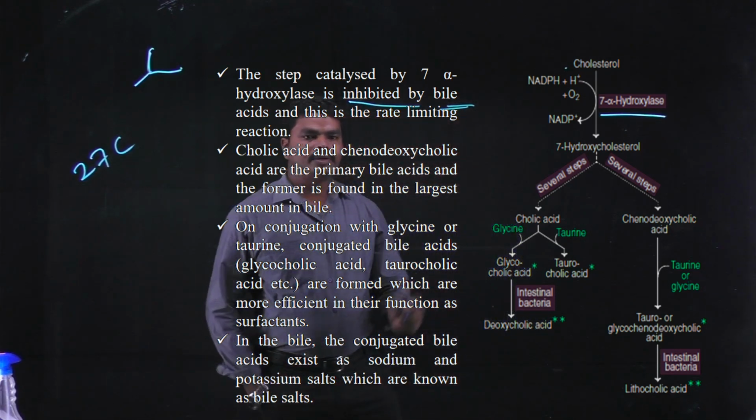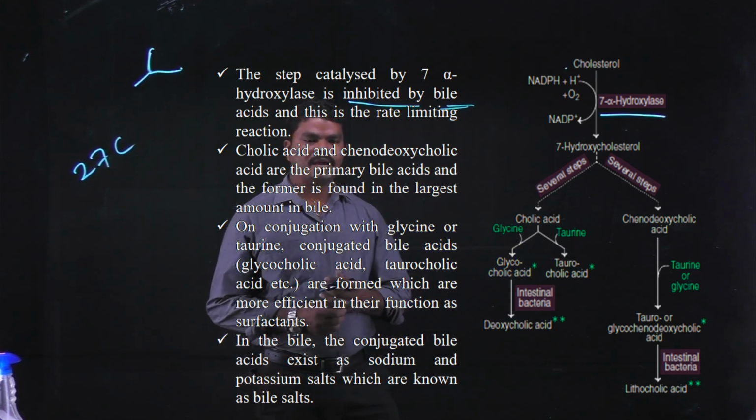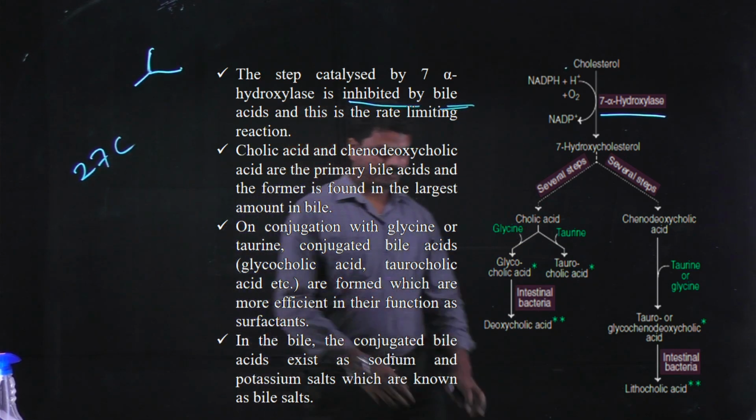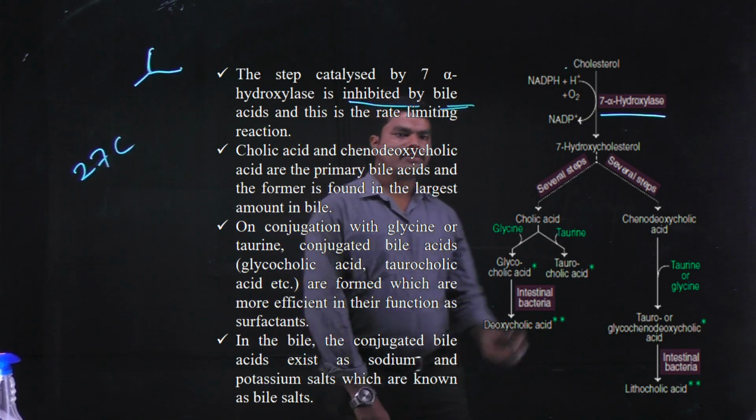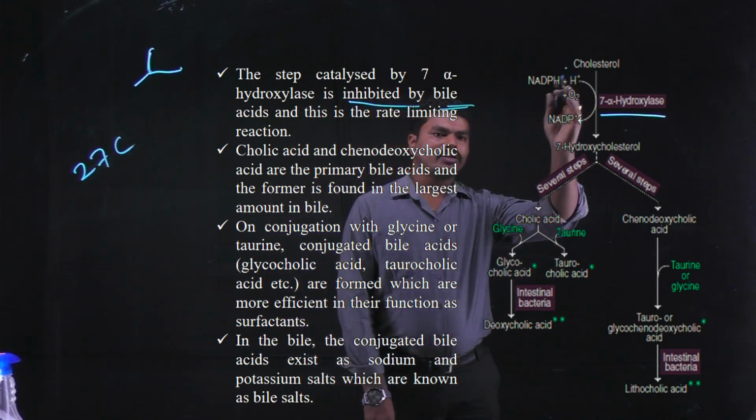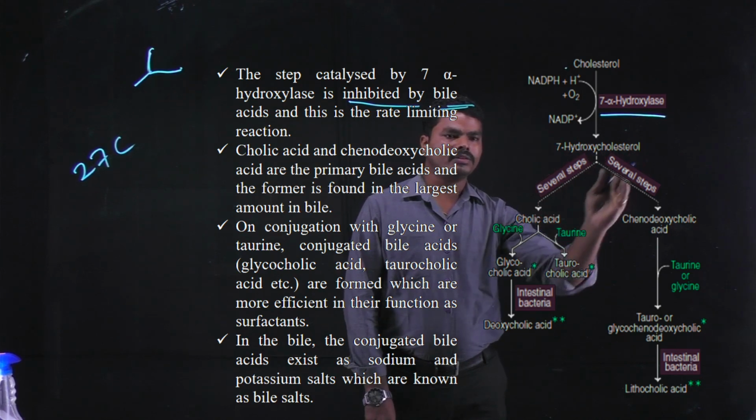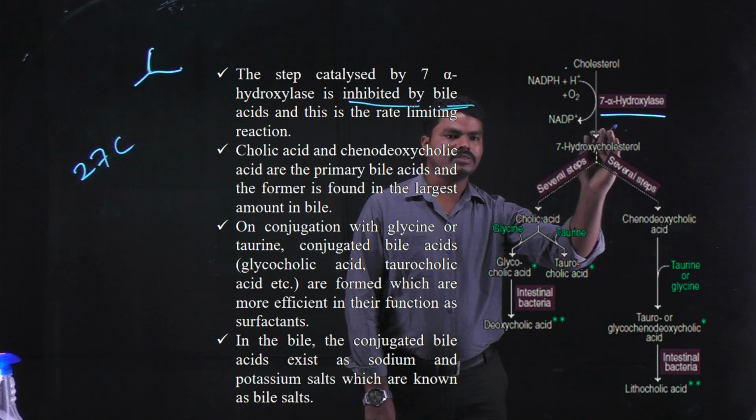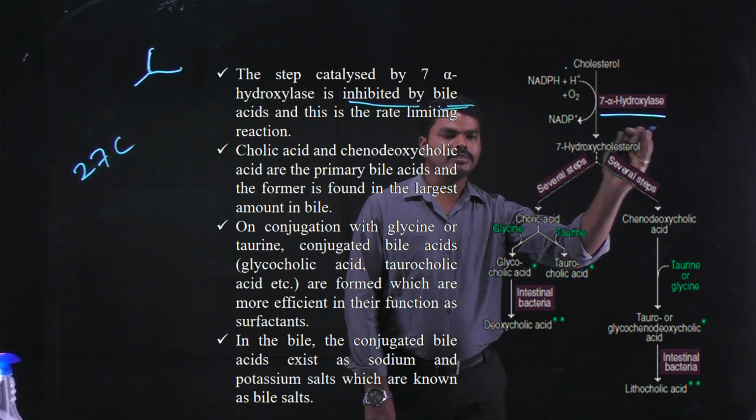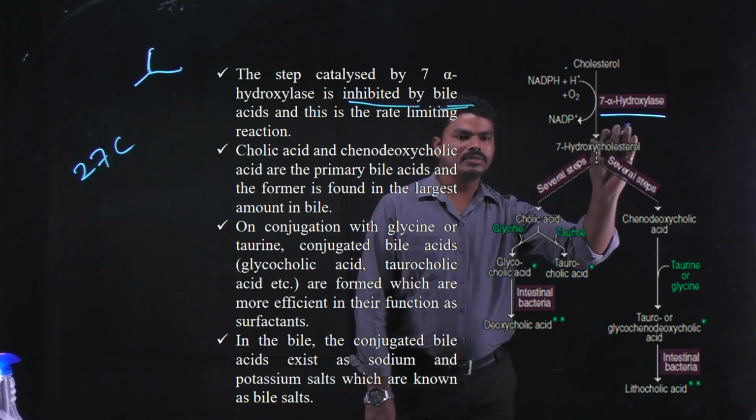So this is about the biosynthesis of bile acids from cholesterol. I will repeat once again. There is a conversion of cholesterol. The first step is the conversion of cholesterol to 7-alpha-hydroxycholesterol. This reaction is catalyzed by 7-alpha-hydroxylase. So this is the rate limiting step.